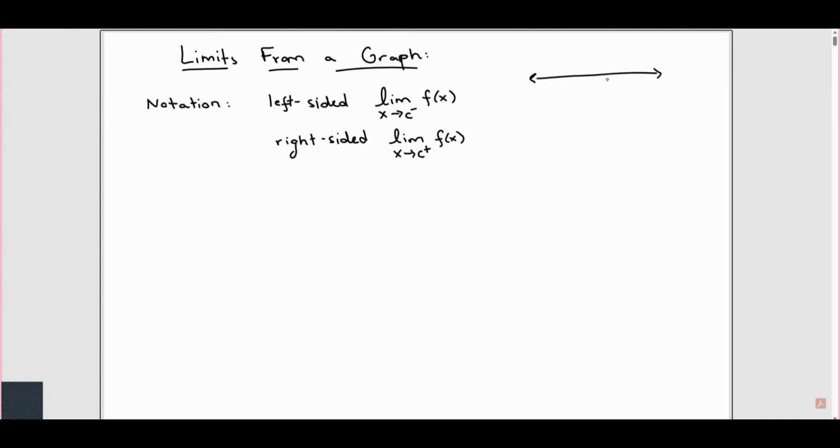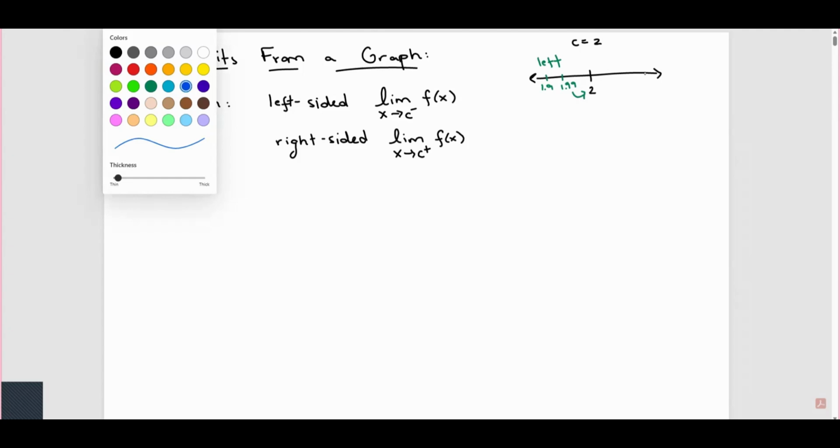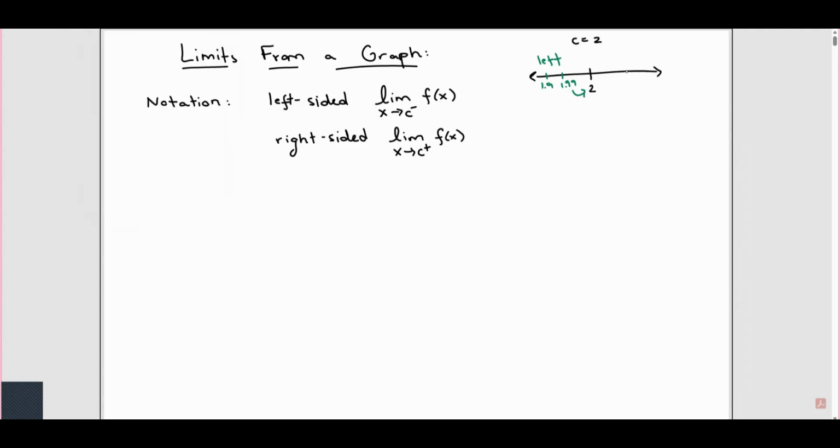Again, just a little review. Say my c value is 2, so I have 2. If I wanted to approach from the left side, that would be choosing like 1.9, 1.99, and approaching the value 2. This would be my left-sided limit, so letting x approach from the left. If I wanted to approach from the right, that would be like 2.1, 2.01, stuff just a little bit bigger than 2, and this would be approaching from the right side of 2. So those are my left and right-sided limits.